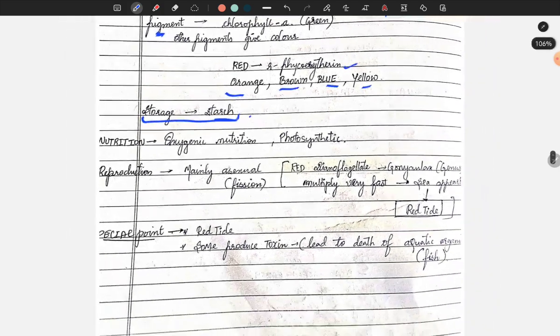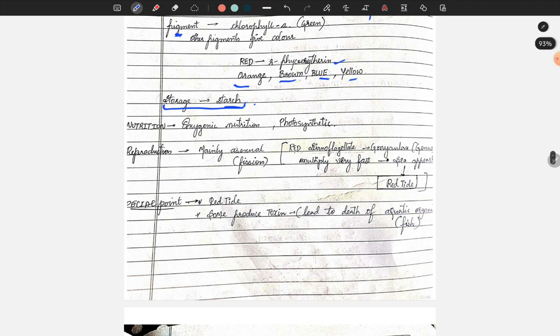Now coming to nutrition, it is oxygenic and photosynthetic, and reproduction is mainly asexual, called fission. Red dinoflagellates, an example is Gonyaulax. Gonyaulax is a genus. Red dinoflagellates, example Gonyaulax, multiply very fast, so the sea appears as a red tide.